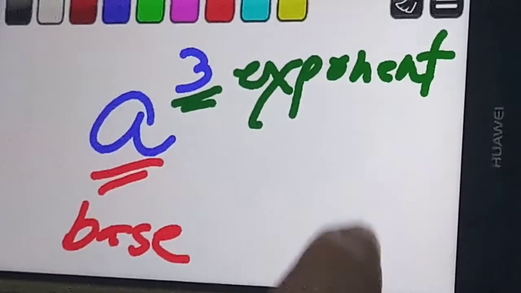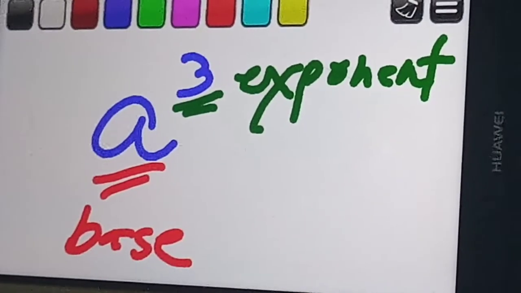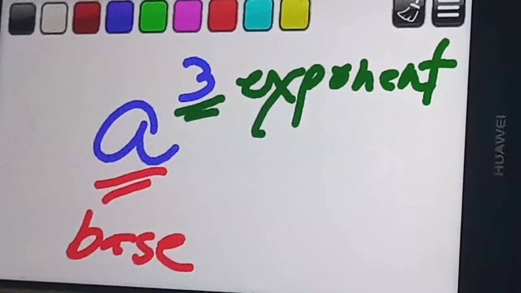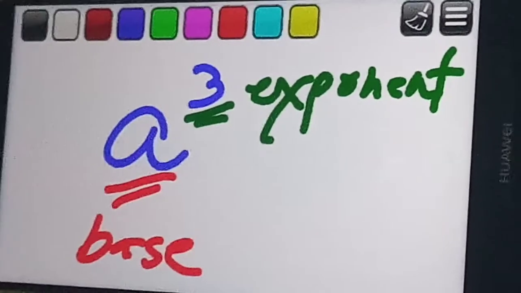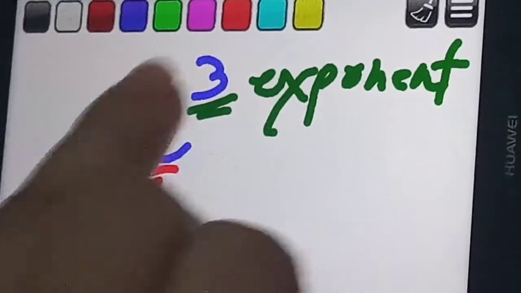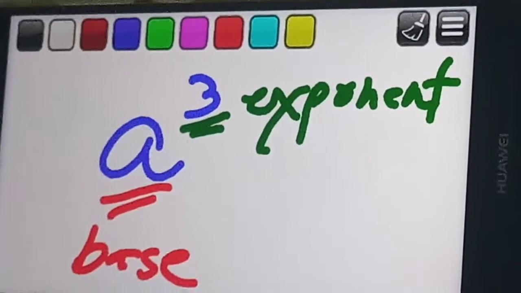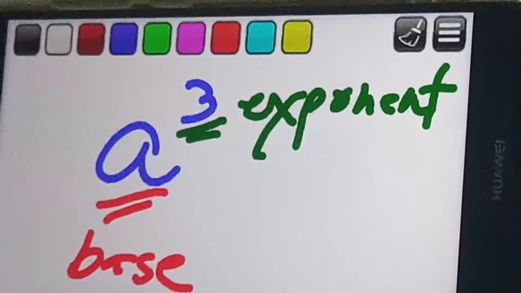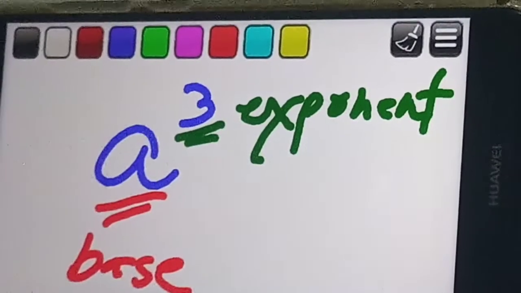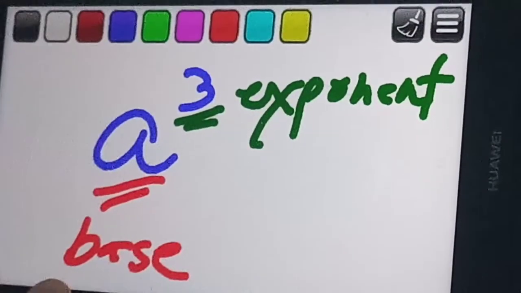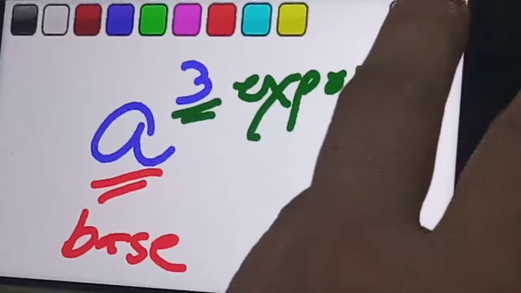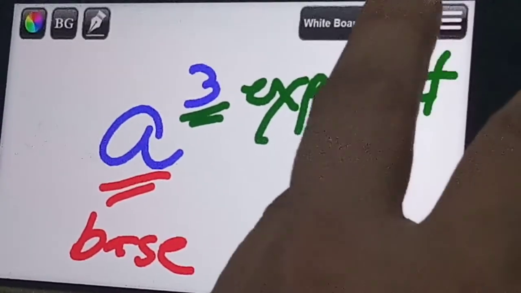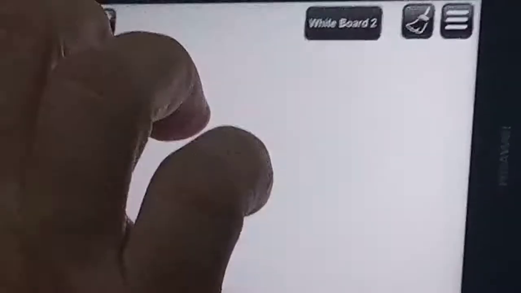So this given can be read as a to the third power, or a to the power of 3. It tells us a is multiplied to itself 3 times, or a is used as a factor 3 times. I want you to observe this example.